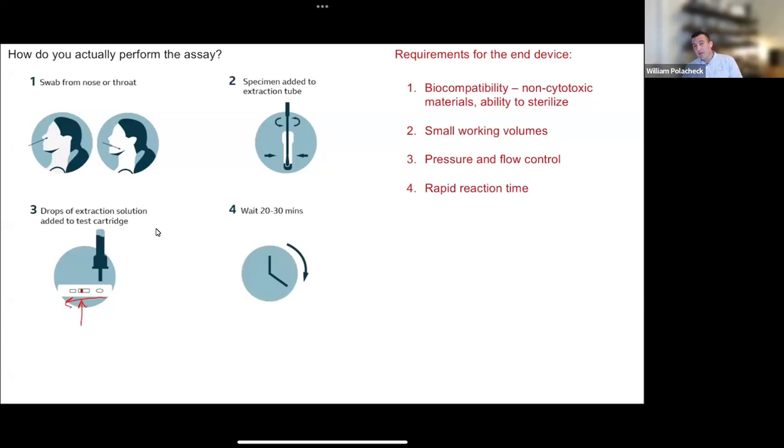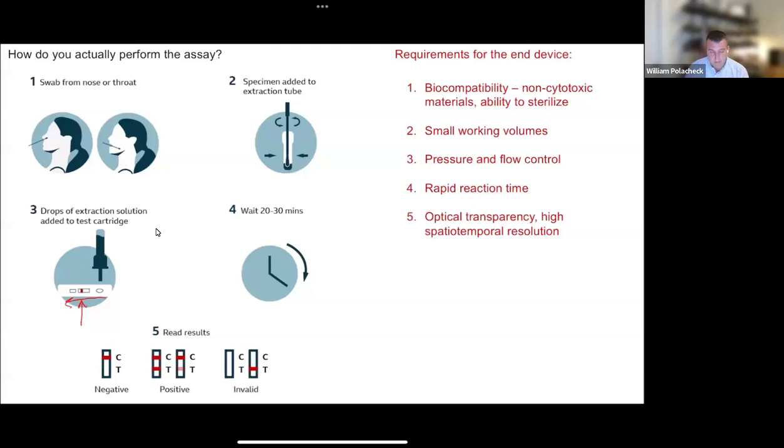Along with that, we need these devices to allow for a relatively rapid reaction time. Because of the small working volumes and because we have precise control over pressure and flow, we can allow this readout to occur on the order of 15 to 30 minutes. We know that often this 30 minutes is longer than is necessary. So these devices afford a rapid reaction time. And then in terms of reading the results, the devices need to be optically transparent so we can see them and afford the high spatiotemporal resolution, which, as I said on the slide before, is kind of the organizing principle of this whole talk.